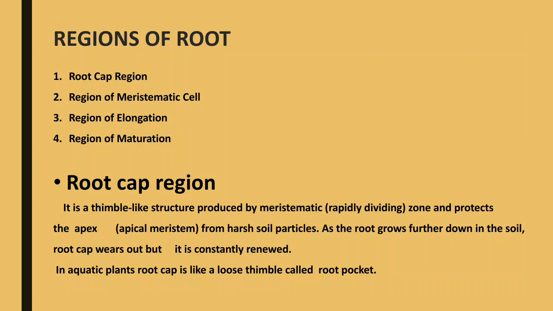Regions of roots. Root cap region, region of meristematic cells, region of elongation, region of maturation. Root cap region. It is a thimble-like structure produced by the meristematic zone to protect the apex from harsh soil particles. As the root grows further down in the soil, the root cap wears out but is constantly renewed. In aquatic plants, the root cap is like a loose thimble called root pocket.